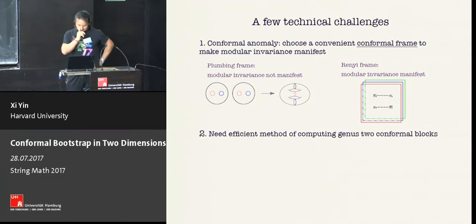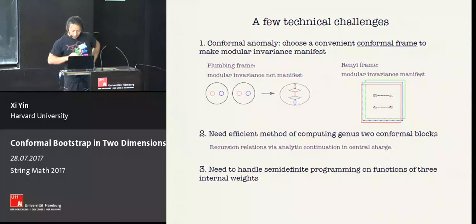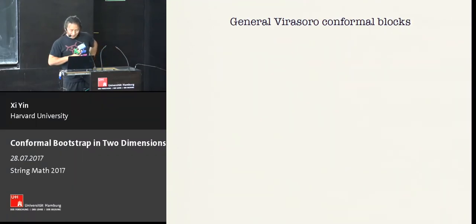Okay. And we need some efficient method for computing the genus 2 conformal block, just like the sphere 4-point conformal block, which was due to Zamolodchikov, the recursion relation. So that can be done. And we need a way to handle the semi-definite programming problem now with the many weights involved. This we haven't quite figured out how to do. Okay, but let me tell you some of the results.